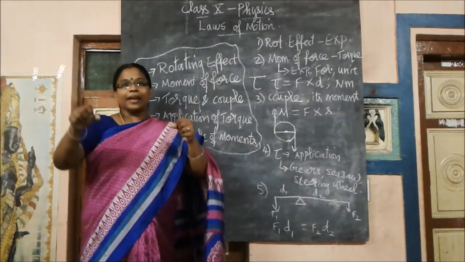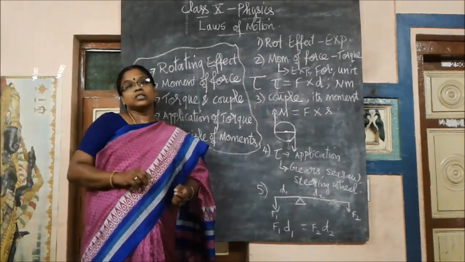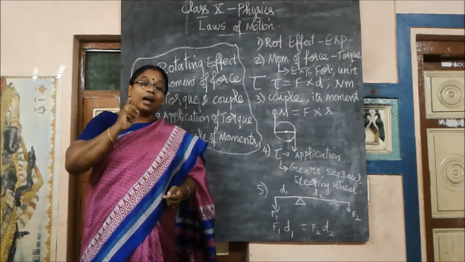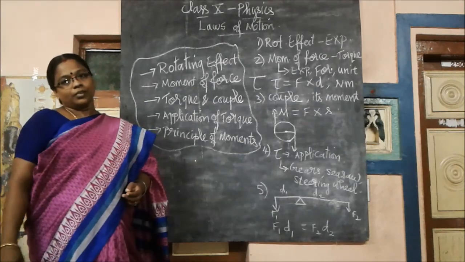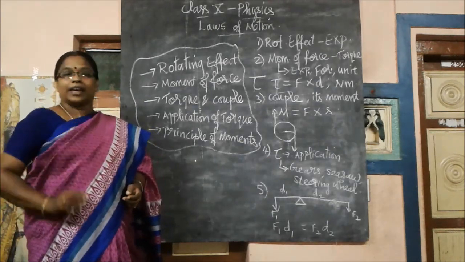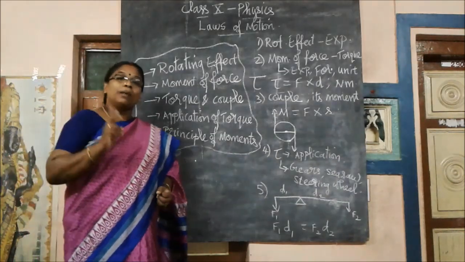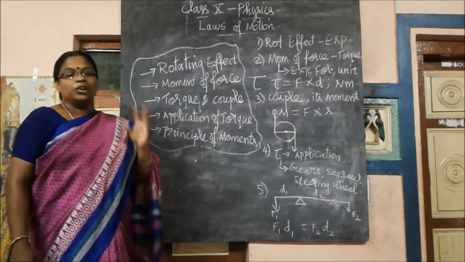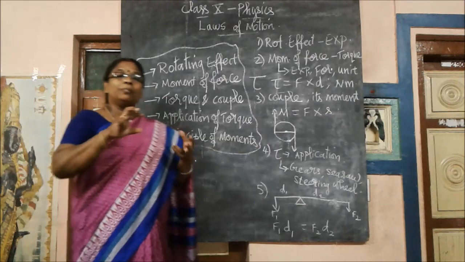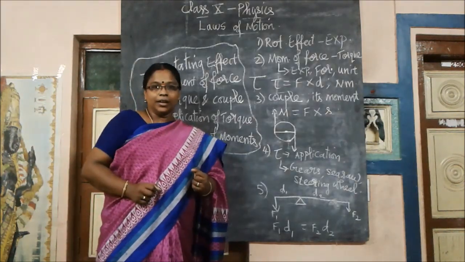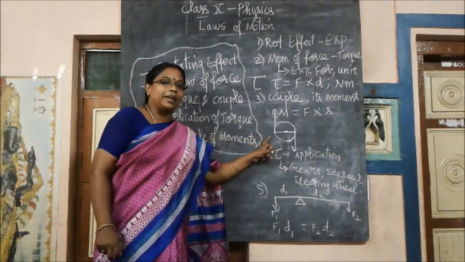So one force will be applied in this direction and another force will be applied in the other direction. When two forces are applied in opposite directions, the forces must be equal, right? And they must be in opposite directions: equal and unlike parallel forces. When two equal unlike parallel forces are applied on a body, they will produce one moment, right?